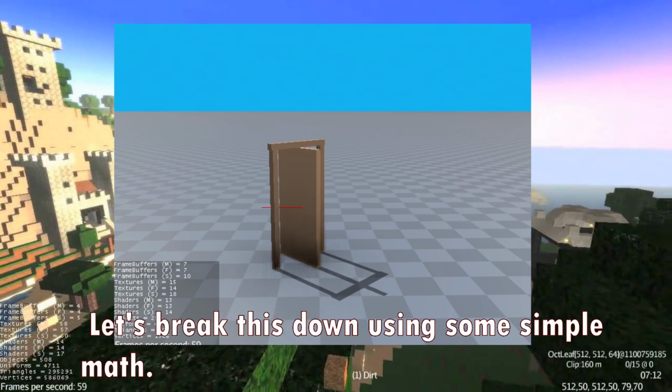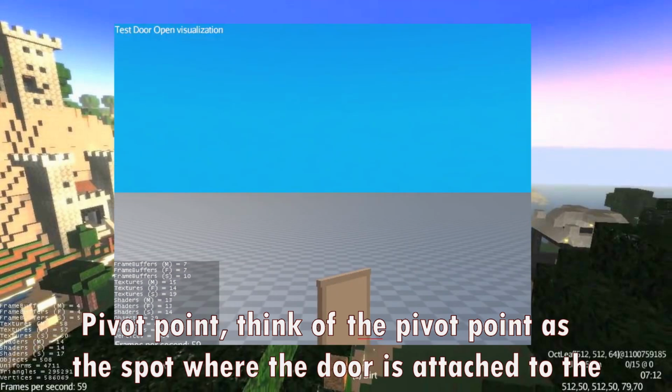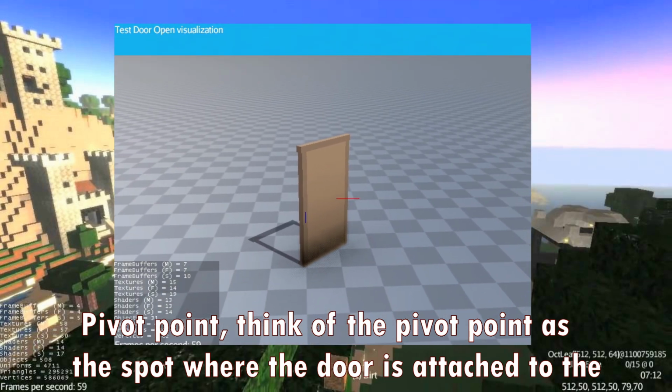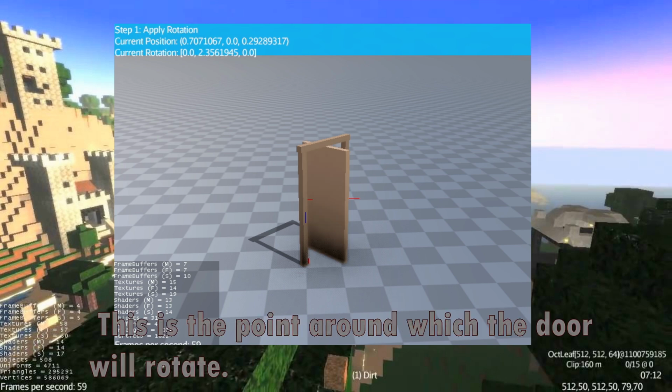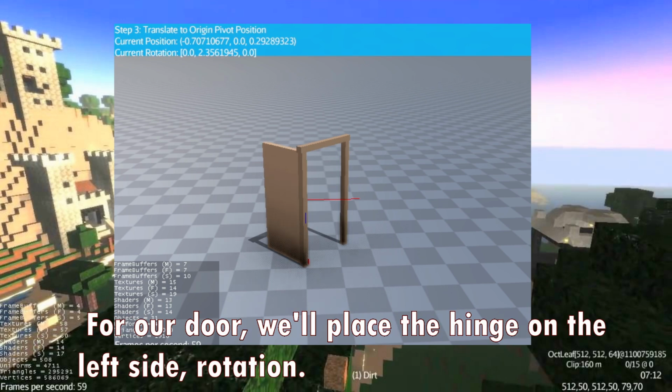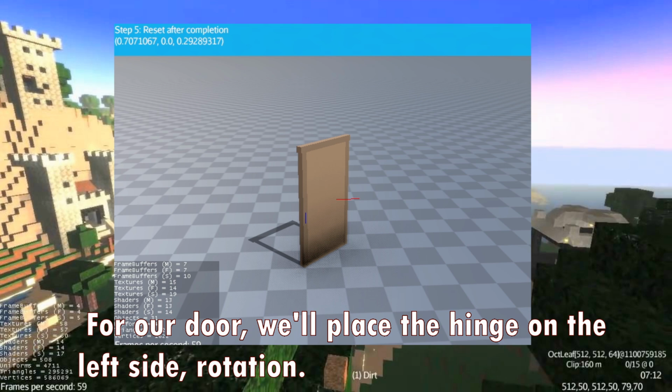Let's break this down using some simple math. Pivot point. Think of the pivot point as the spot where the door is attached to the wall, the hinge. This is the point around which the door will rotate. For our door, we'll place the hinge on the left side.